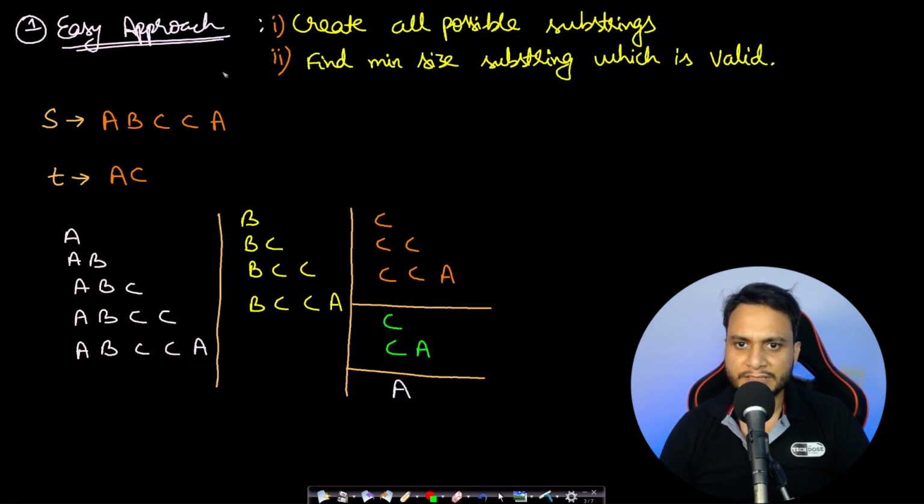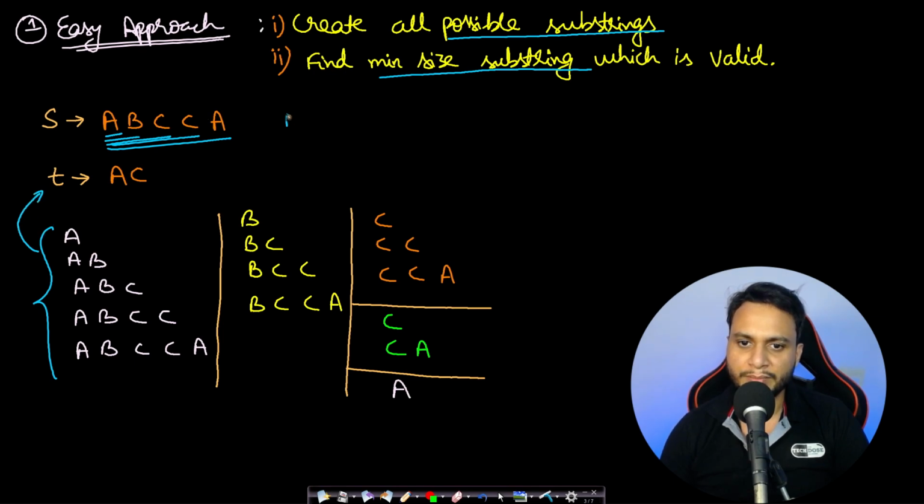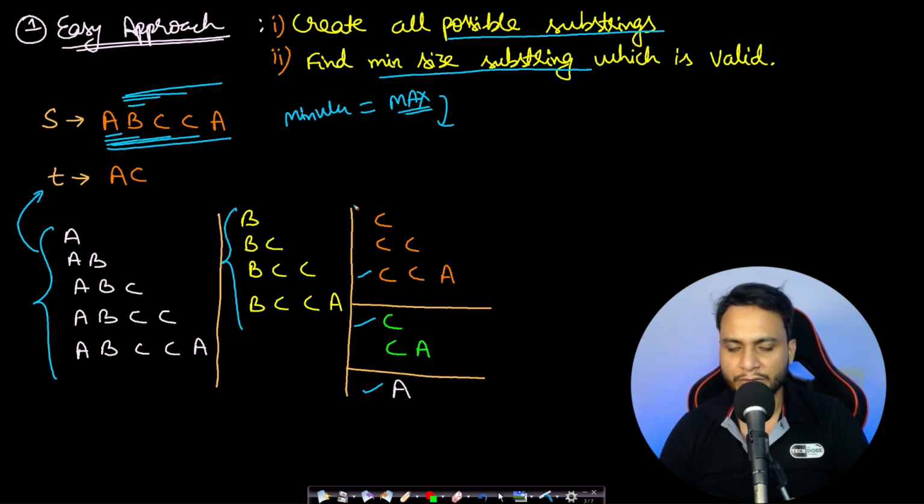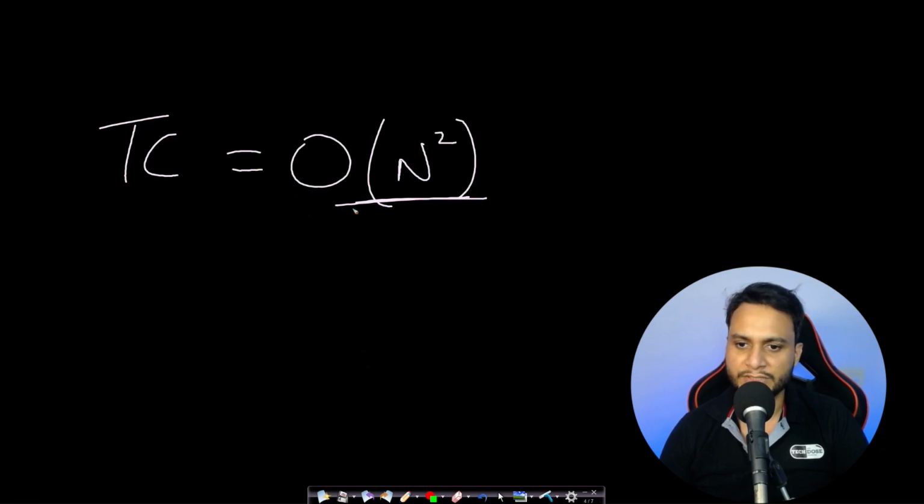Now simply you can solve this by creating all possible substrings and then finding the minimum size substring which is valid. You can create the substrings starting with A, and check if any of these is valid with T, and you can take a minimum window variable which is equal to, let's say, the integer maximum, and then try to minimize this variable. Again, you can take all the substrings starting with B and check for their validity, again for C, the second C and the last A. All these are the substrings, and you know that you can have order of n square substrings, so the minimum time complexity for this will be order of n square.